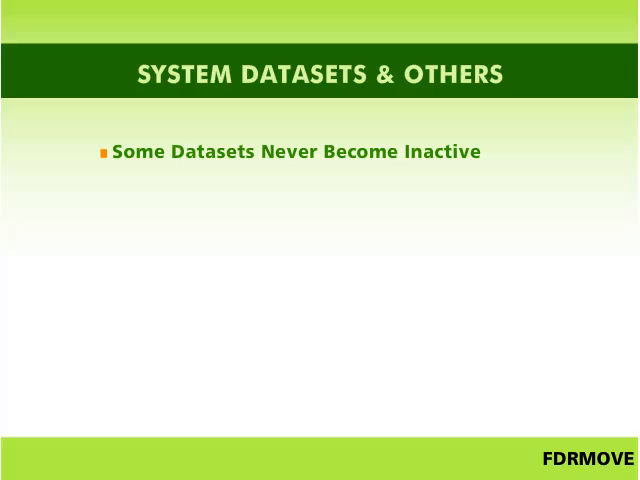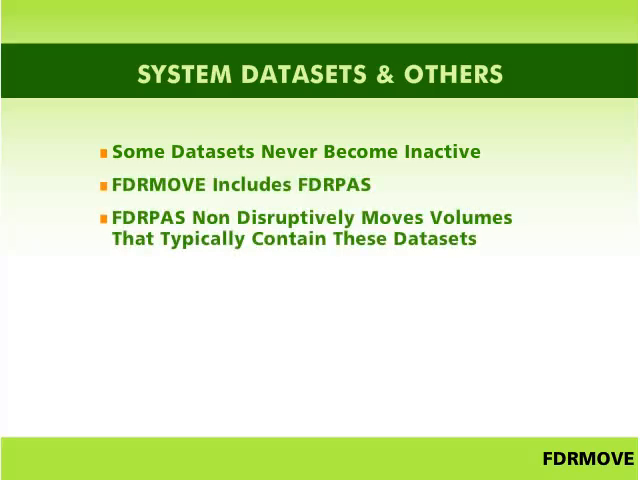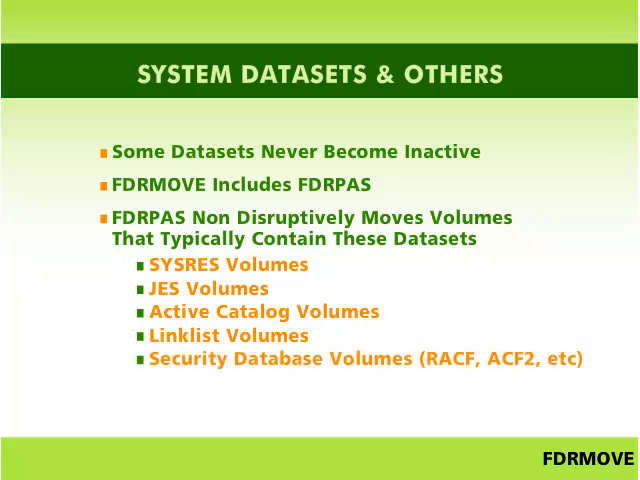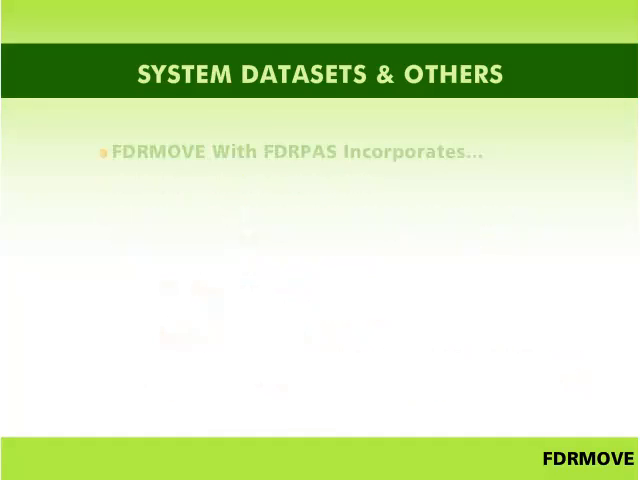But again, this is no problem as FDRMOVE includes FDRPass. FDRPass lets you non-disruptively move the volumes containing these types of datasets to your new disk subsystem. Volumes that typically contain these types of datasets include SysRes, JES, and active ICF catalog volumes. Volumes with linked list datasets, security database datasets like RACF, ACF2, CA1, and RMM Tape Master catalog datasets.